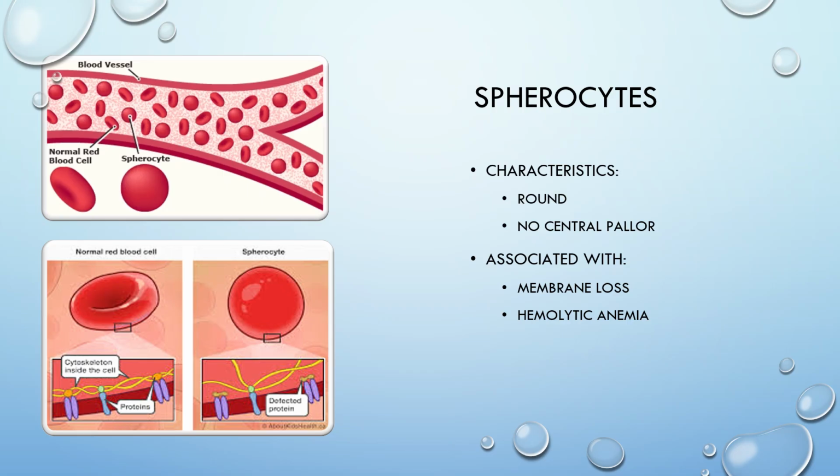cells. This change occurs because the cell has lost a portion of its membrane surface area, while the hemoglobin content remains relatively unchanged. The result is a cell that becomes more spherical and less flexible. From a physiologic standpoint, this reduced flexibility is significant. Normal red blood cells must deform as they pass through narrow capillaries and through the splenic circulation. Spherocytes, however, are less deformable, which makes them more susceptible to destruction as they circulate.